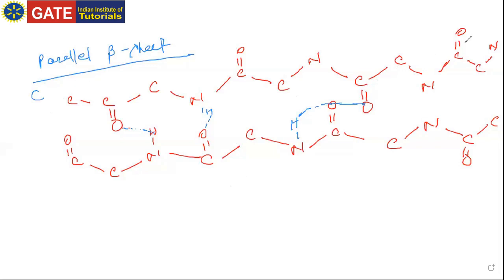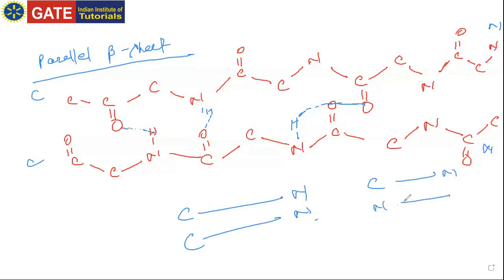This is the C terminal and this is the N terminal. So the hydrogen bond between two peptide chains, which are in the same direction, is like this: CN, CN. But anti-parallel will form like this. This is the parallel beta sheet, and this is anti-parallel. Anti-parallel also we'll discuss.